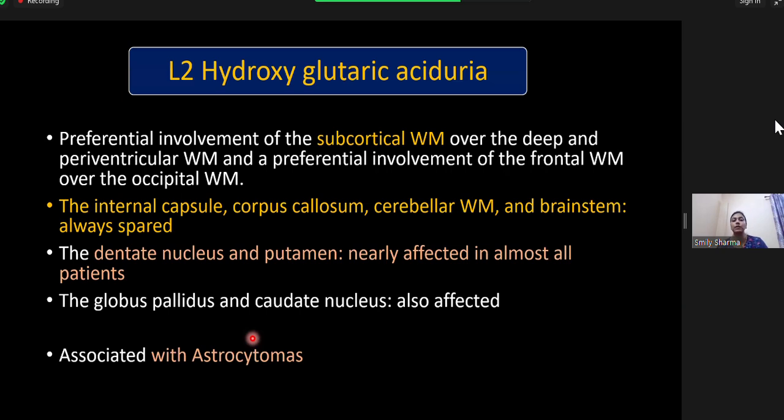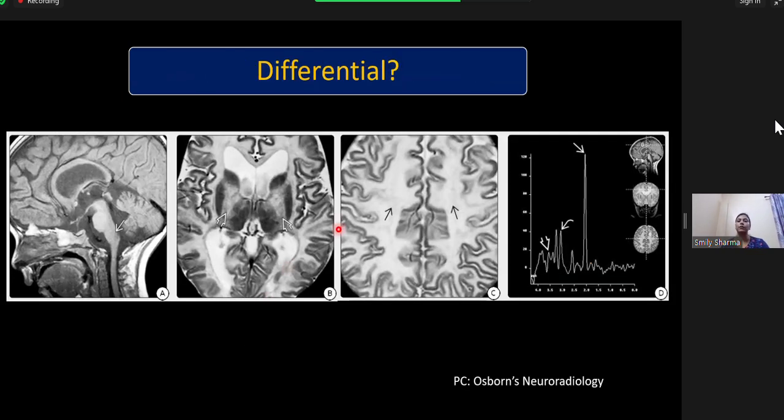Now, the differential diagnosis of L2-hydroxyglutaric aciduria. This is an image taken from Osborn. Someone can answer. We see a characteristic MRS finding. Yes, it is Canavan's disease. We see that there is diffuse involvement, and there is a characteristic tall NAA peak in this case.